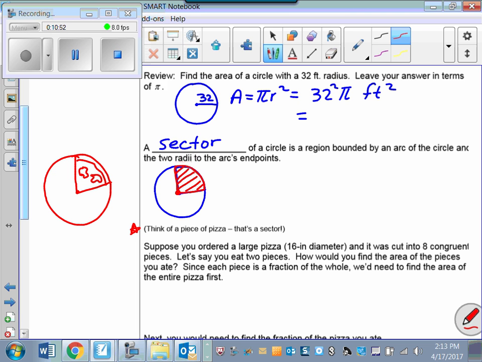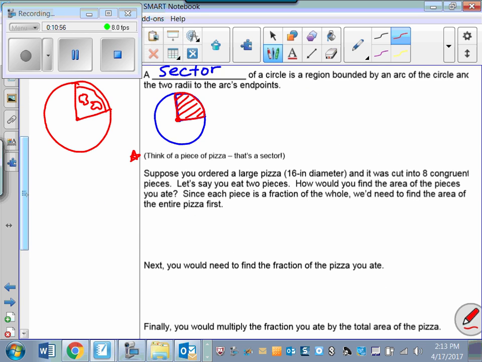Okay, so how are we going to find the area? Well, it's kind of like we did with arc length. What do we want to do? We want to find out what fraction of the circle is this sector. So how do you suppose I'm going to do that? Well, let's take a pizza example. Everybody knows about pizza. Suppose you ordered a large pizza and it has a 16-inch diameter. So we'll just use this pizza right here.